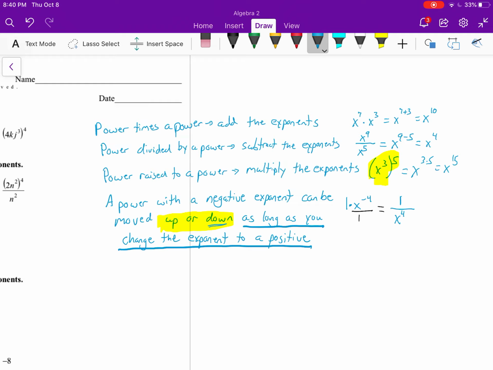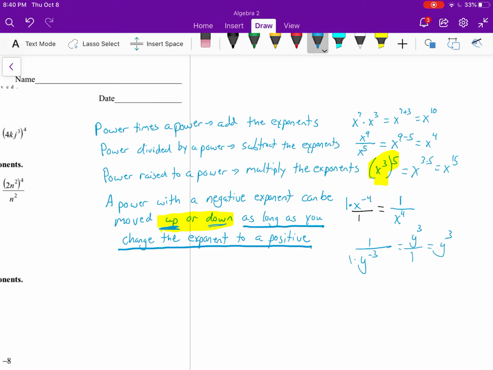Another one is sometimes we actually see it in the denominator, so maybe 1 over y to the negative 3. Well, 1 over y to the negative 3, that's in the bottom. We know that can be moved up as long as we change the exponent to positive. Again, this is still a fraction because this is like a 1 here, but we don't leave things over 1, so this would just be y cubed.